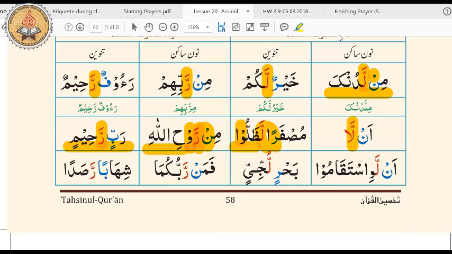So please have a go at saying this first word in this first box. Allah istaqamu. Yeah, say that once more. Allah istaqamu. Good. Very good. That was really good.